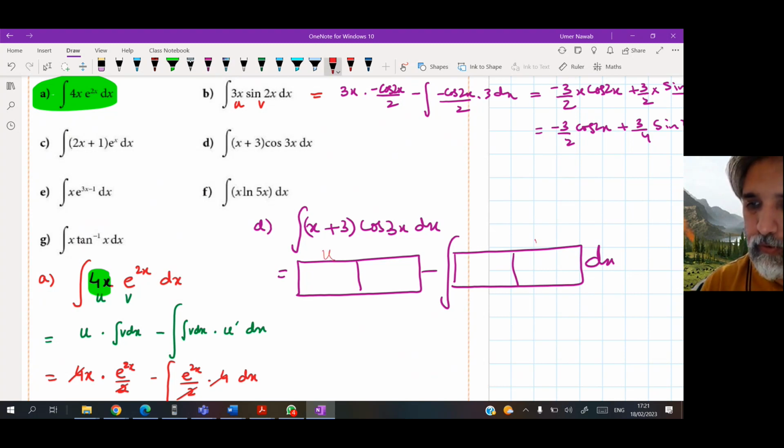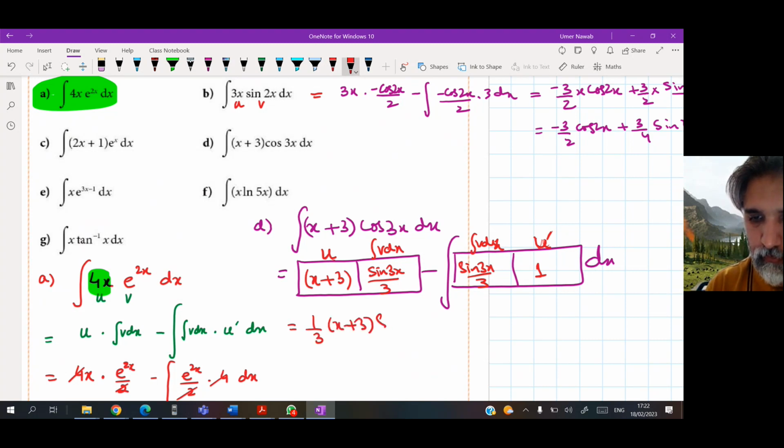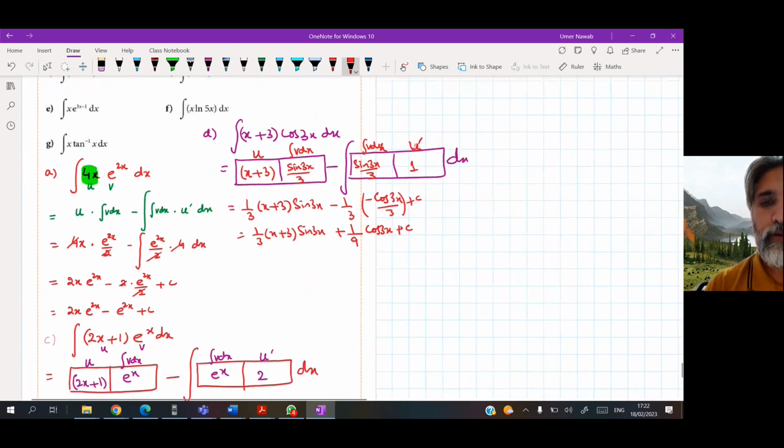U v, u dash, integration of v, integration of v. That's the integration of this one. So now we come to the E part.